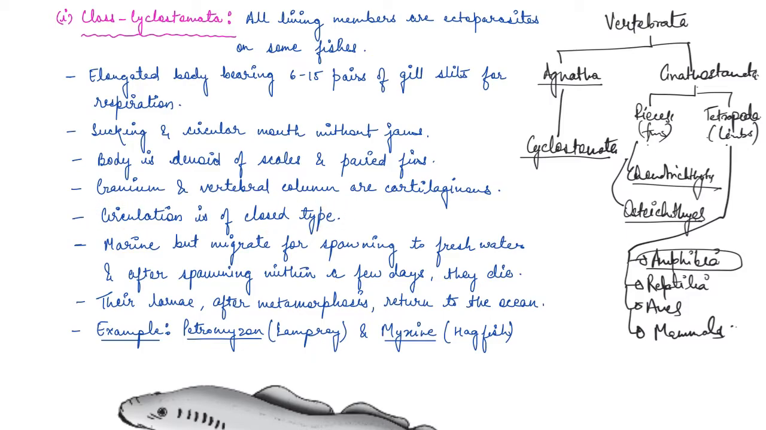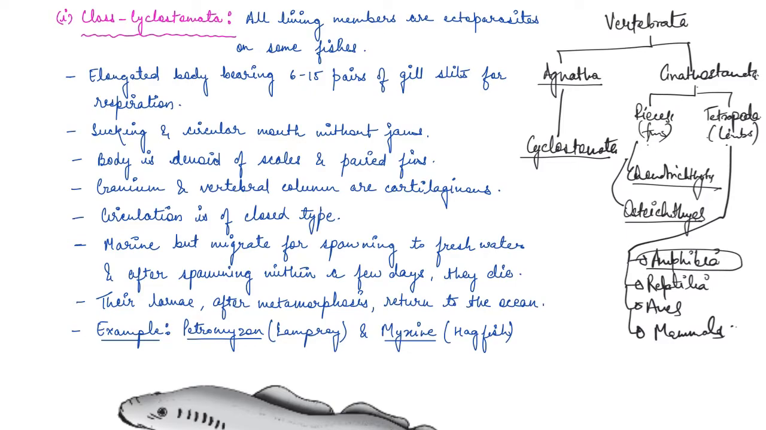Circulation is of closed type, so they have several blood vessels for circulation of blood from the heart. Then they are marine, but they migrate to fresh water for spawning. So basically for reproduction they migrate to fresh water. And after spawning, within a few days, they die. And then the larvae that they produce undergo metamorphosis and return to the ocean, which is marine again, as an individual.